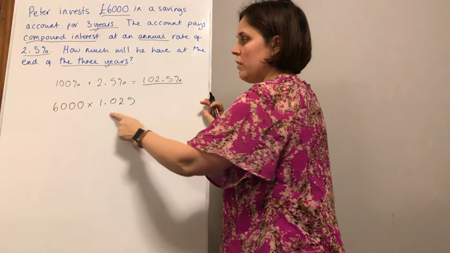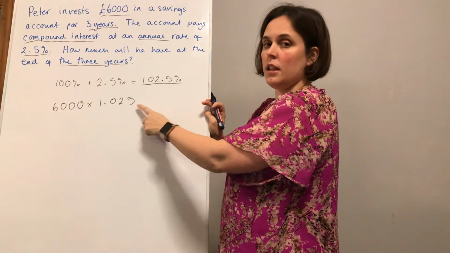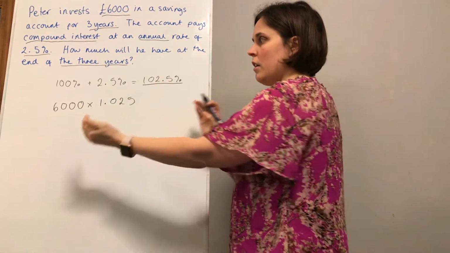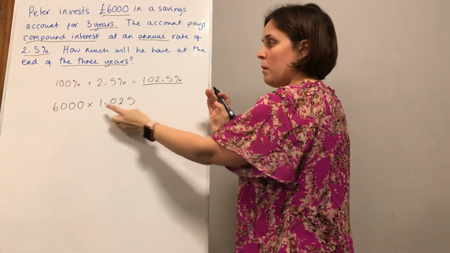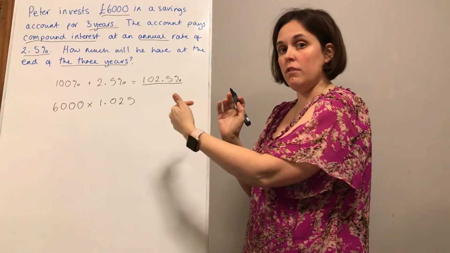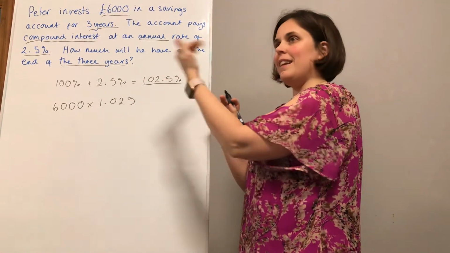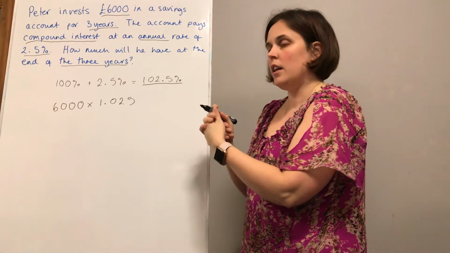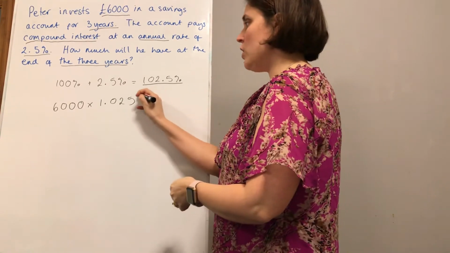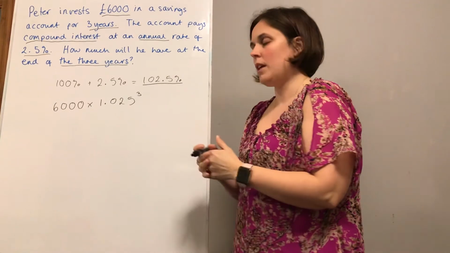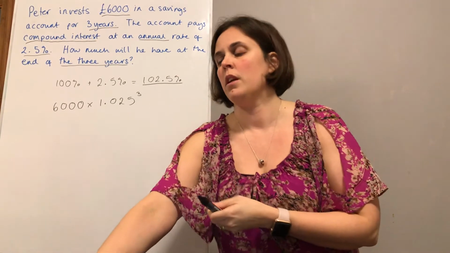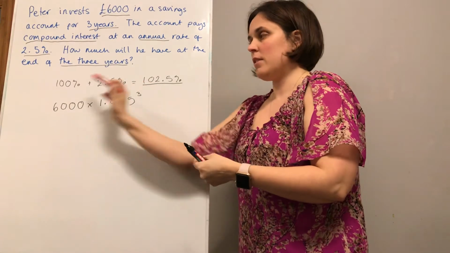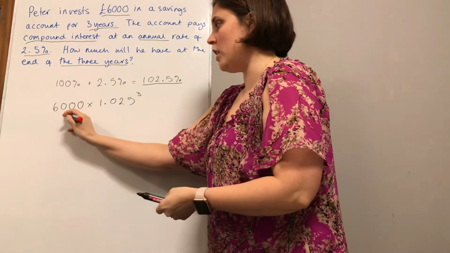Now what that will do is it will calculate how much is in there at the end of 1 year. Then we do that. That's the end of 1 year, and we just multiply by 1.025 again for the end of the second year, and then again for the end of the third year. So even better than that, we just literally put that multiplying factor to the power of 3 because we're doing 3 years. So this becomes our standard formula that we will always use.